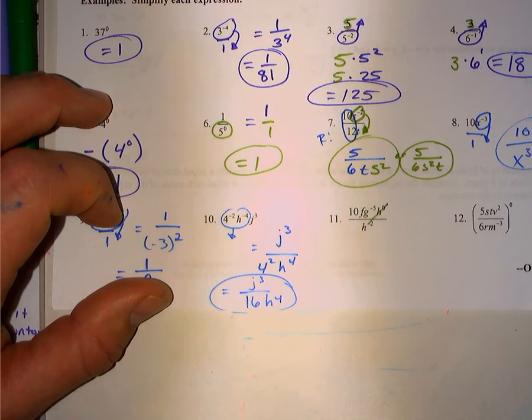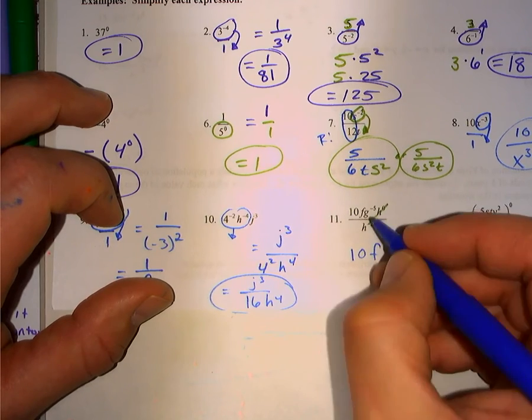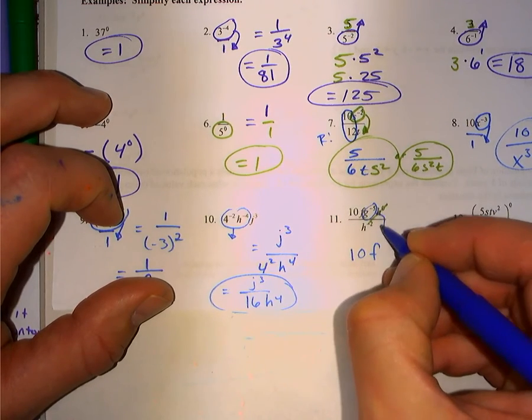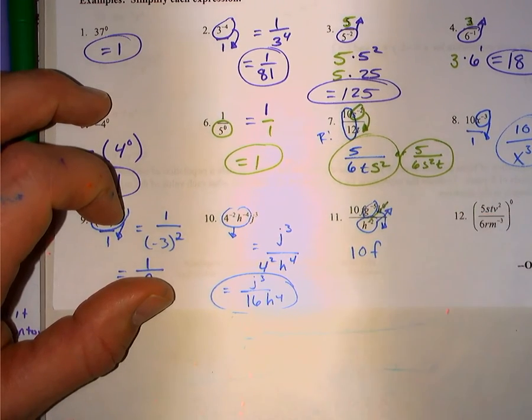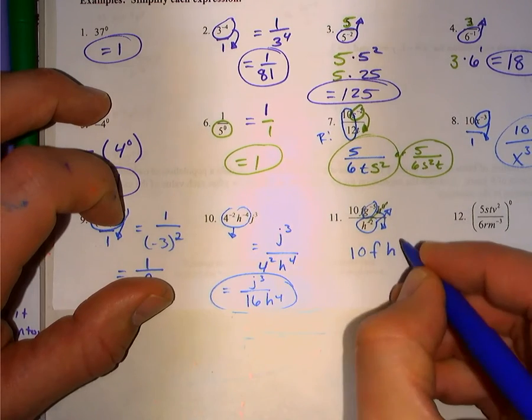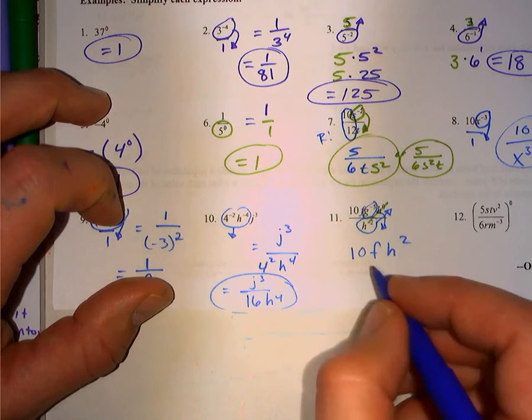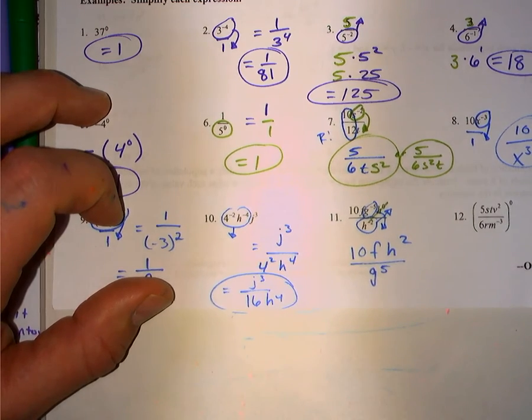But we got some uptown, downtown stuff going on. So I take a look, the 10f stays, but this g to the negative 5th comes down, and this h to the negative 2nd comes up. So h to the negative 2nd is now uptown, and that g to the negative 5th is now down, making it a positive 5.